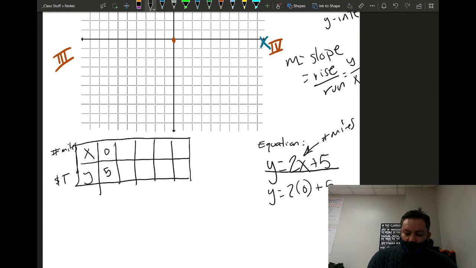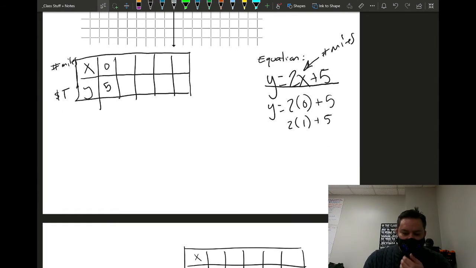Now let's do it again. Let's pick a number. If you drive 1 mile, instead of the x, you're gonna put in the value, the number of miles that you want, and then plus 5. So 2 times 1 is 2, plus 5 equals 7. So if you drive 1 mile, you're gonna pay $7.